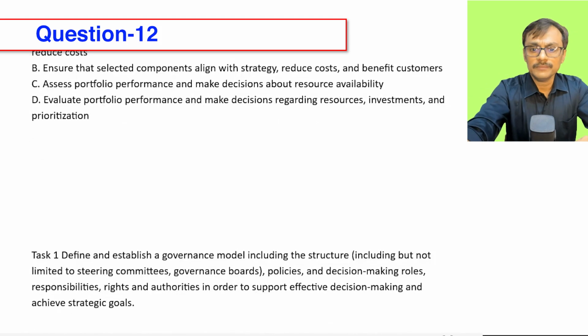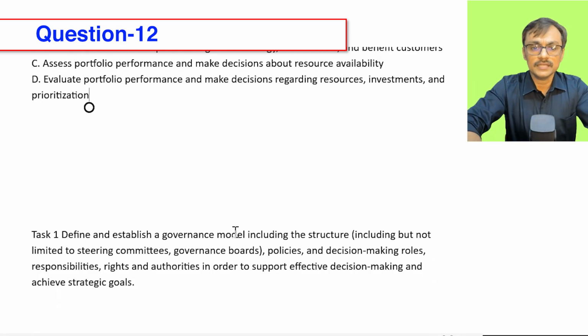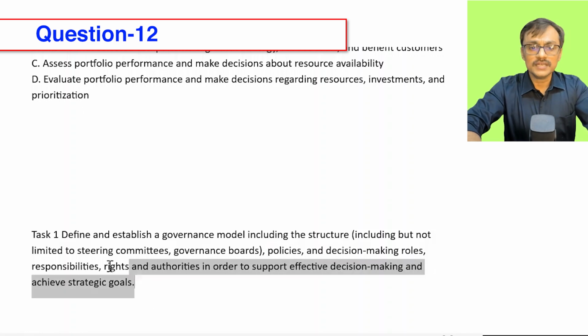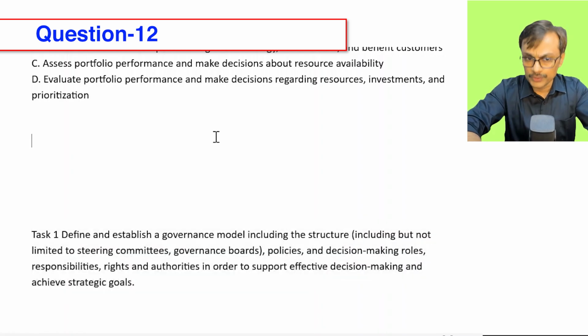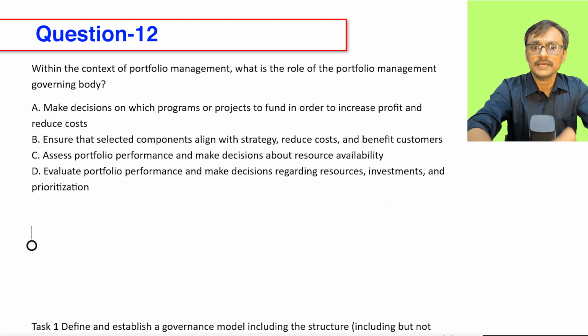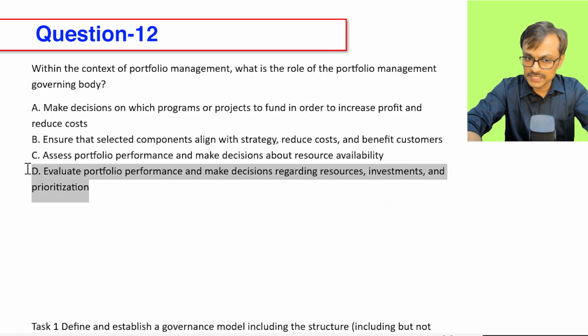Now, this particular thing is also aligned to task 1. You can say: define and establish the governance model, including the structure, the policies, the decision-making roles, responsibility, rights, and authority in order to support effective decision making and achieve strategic goals. So we can say this is the overall idea. It is not just about approving the components. Because of that, I can say the governance body is expected to do a bigger oversight, and that's why I go with option D in this particular case.